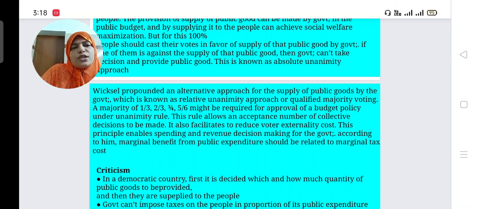So the relative unanimity approach means the government will consider a decision if 1 by 3 of the people support, or 2 by 3, or 3 by 4 of the people support. That is the relative unanimity approach. So according to Wicksell, marginal benefit from public expenditure should be related to marginal tax cost. The government spends its money as per the government revenue.